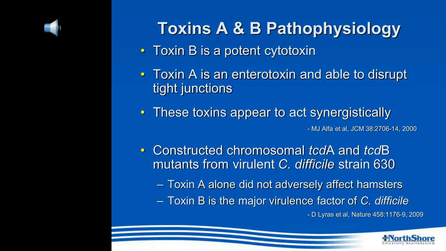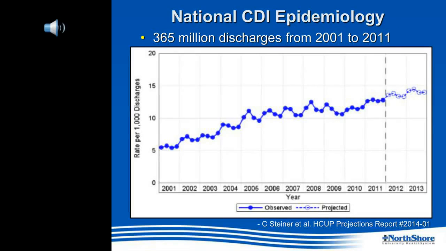Toxins A and B are the two main toxins that C. difficile makes, and it does appear from recent work that toxin B is the major virulence factor for C. difficile, and most of the molecular tests focus on toxin B as the target, which is the appropriate toxin to look at because that is the cytotoxin as well as the major virulence toxin.